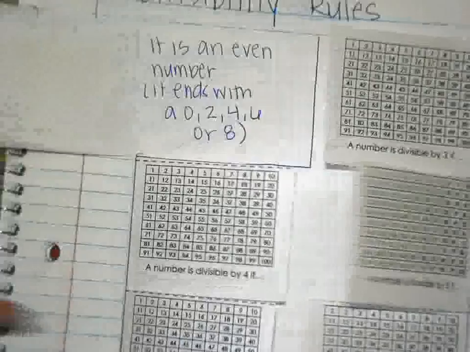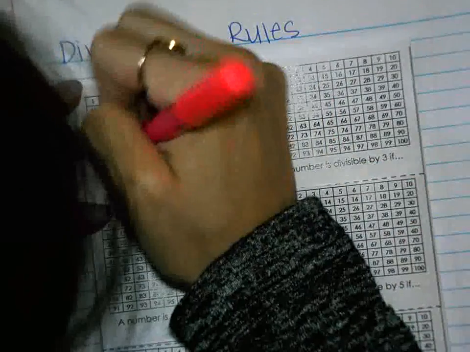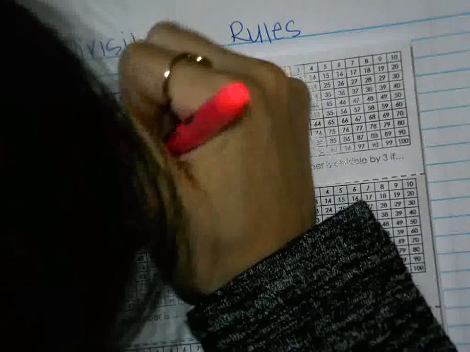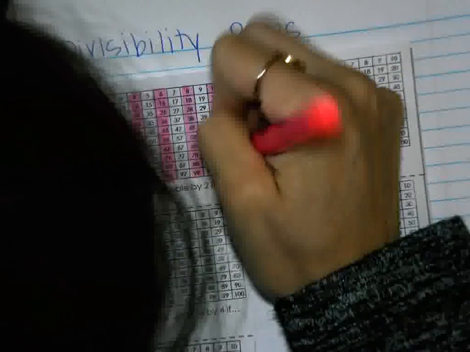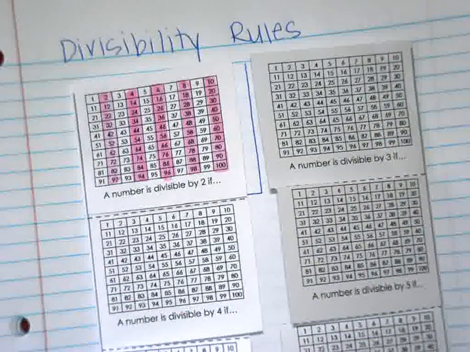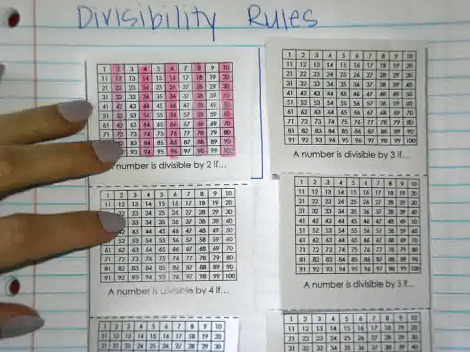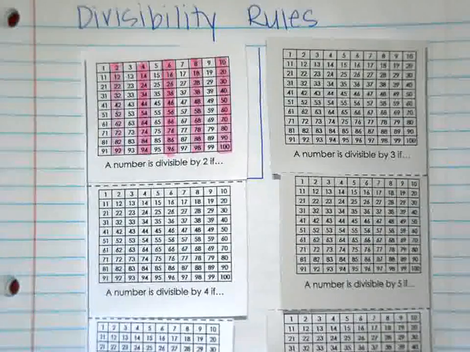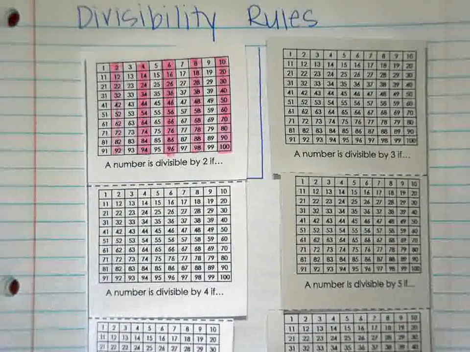So that means I'm going to go through and I'm going to highlight all my numbers that end in a 2, my numbers that end in a 4, my numbers that end in a 6, and my numbers that end in an 8, and my numbers that end in a 0. All of those numbers are even. All of those numbers can have a 2 go into them. Hopefully we all remember that, because that should be something we already know.